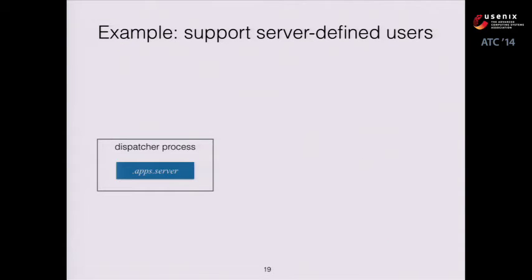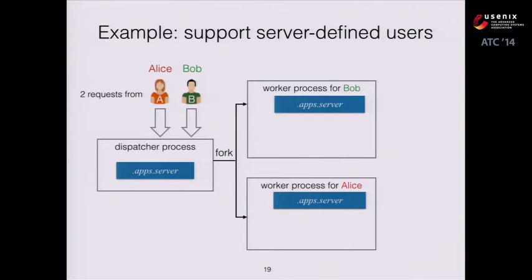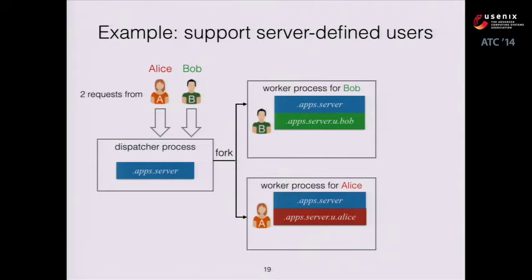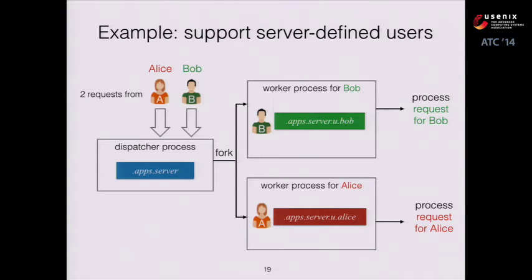We can also use attributes to represent server users. Suppose the server has a dispatcher process which has .apps.server, and it receives 2 requests from different users, Alice and Bob. And for each of them, it forks a child worker process, and each worker process will add a child attribute representing the user. Now they drop the shared parent attribute. When they process requests for different users, access control decisions will be made by the operating system.